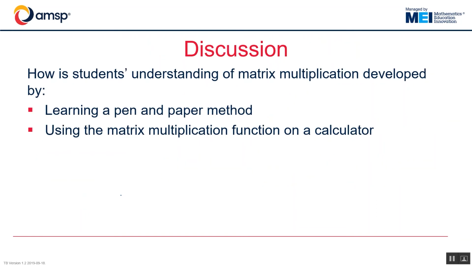Okay, so just to finish, we've contrasted a couple of things here, which is using a pen and paper method for matrix multiplication and using the matrix multiplication function on the calculator. They're expected to be able to do both of these. A question to leave you thinking about is, how do either of these methods, either complementary or on their own, help develop students' understanding of matrix multiplication? What is it about the pen and paper method that might help them understand what matrix multiplication is a bit more? And how does using a calculator to calculate these products directly help them understand it a bit more?